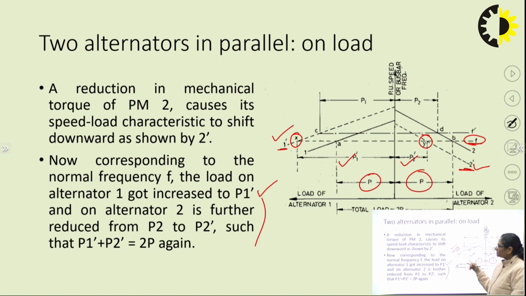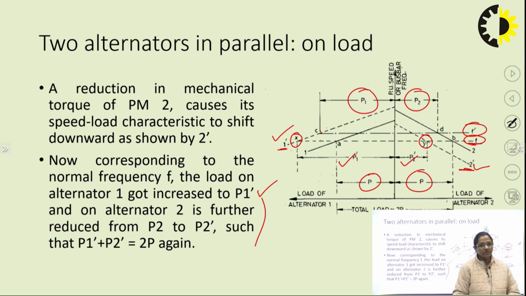Initial loading of the two alternators was P for alternator 1 and 2 respectively. After that, a disturbance was created: an increment in the mechanical input of the prime mover for alternator 1. It shifted the operating characteristic of alternator 1 in the upward direction. The load shared by alternator 1 became P1. With this, the operating point shifted to a new frequency f dash. The corresponding operating point on curve 2 for alternator 2 was such that the loading of alternator 2 was reduced from P to P2.